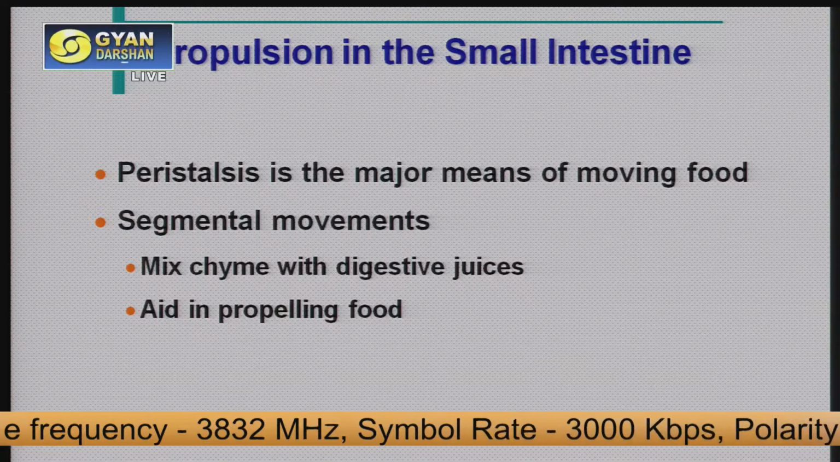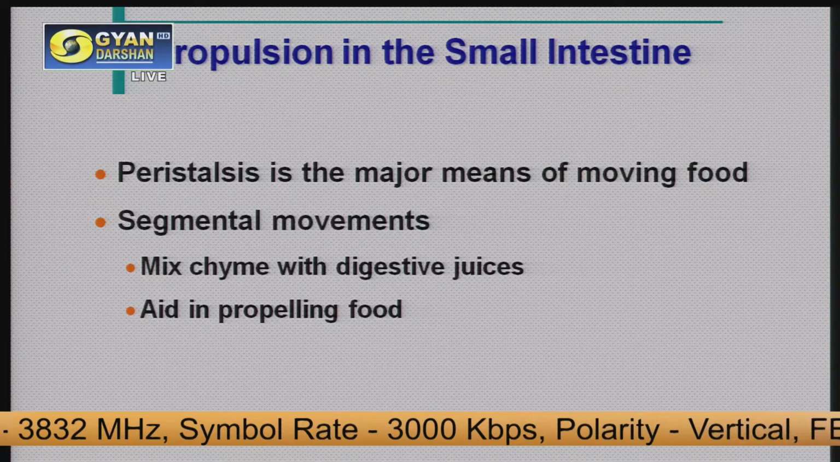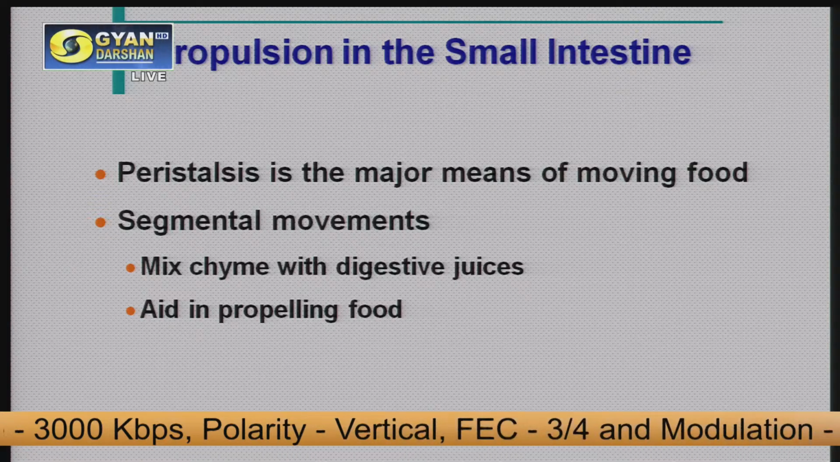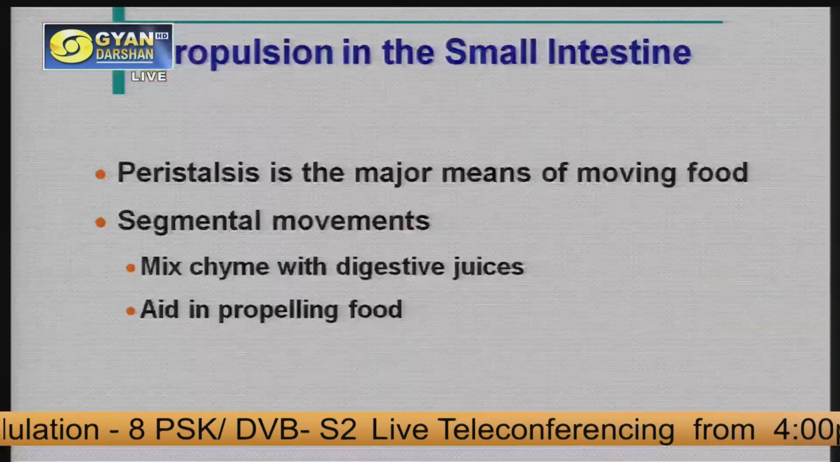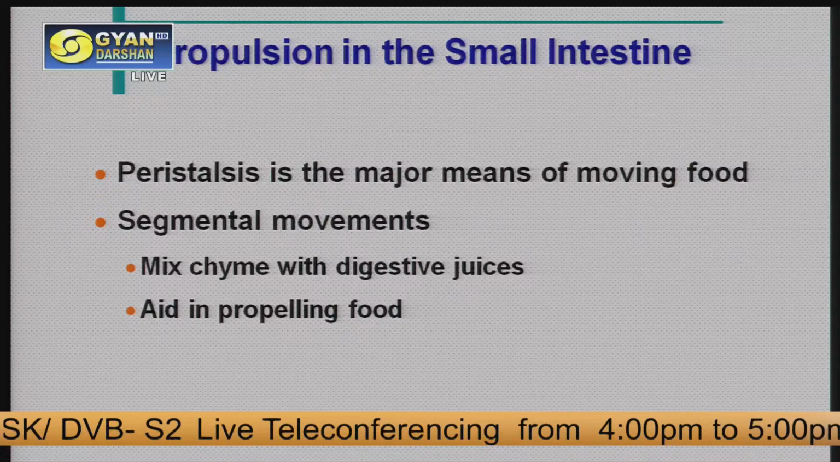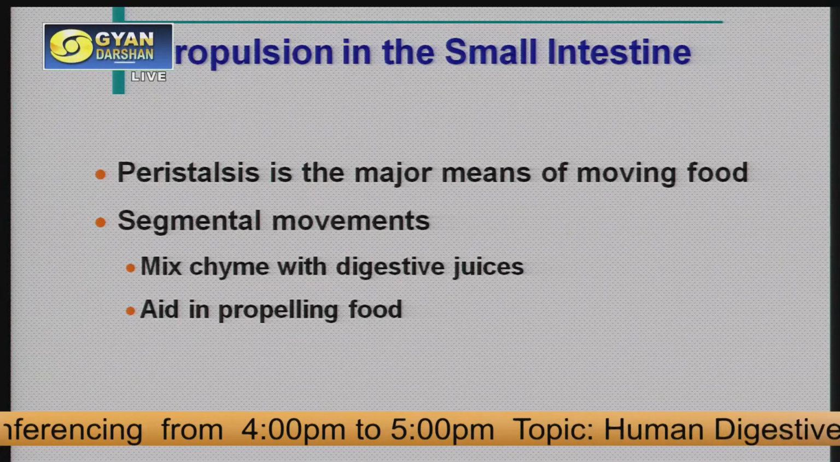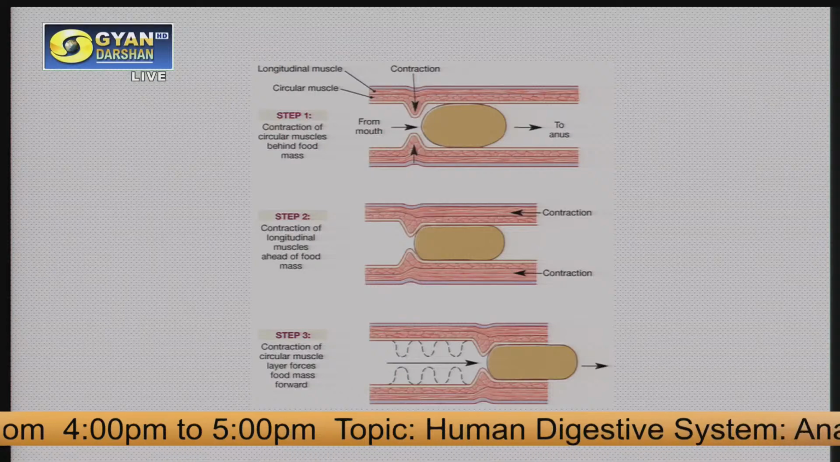Now, what happens in the small intestine? In the small intestine, the major means of moving food is through propulsion. As we mentioned earlier also, there is the peristaltic movement, and there is the mixing of the chyme with the digestive juices, and it aids in propelling food. So these are the important processes which happen in the small intestine.